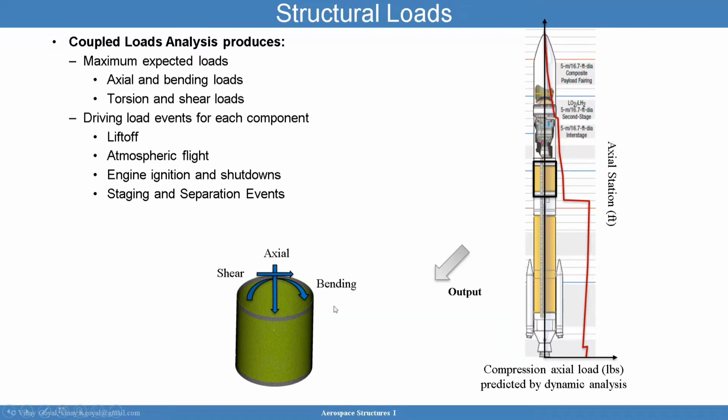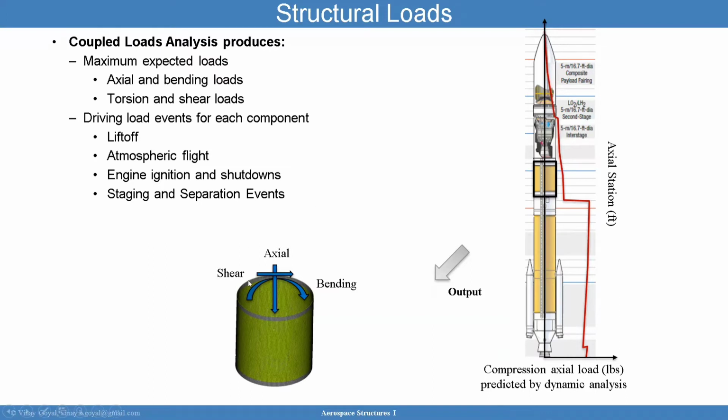So here is an example. I have this component here drawn with an outline in black. And you can see here the coupled loads analysis produces this axial loading, compression axial load, which is predicted by the dynamic analysis. For this particular component, we can get the axial load, the bending load, the shear load, and even torsion load. That's the output, is to be able to get loads at different locations within the structure. And so it depends where you get the output, for example.